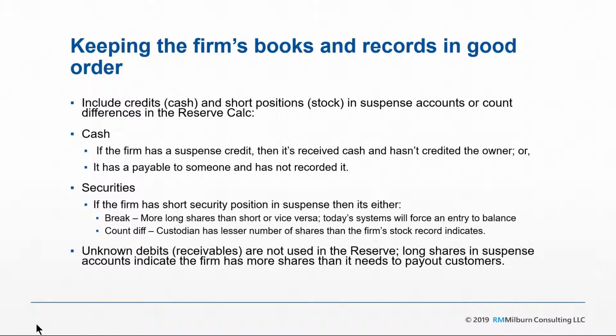For securities, if the firm has a short security position in suspense, it's either because there was a break, which meant that there were more long shares than short, or vice versa. That's usually occurred with paper systems. Today's systems will force an entry to balance into the stock record. Or there's account difference, meaning that the custodian has lesser number of shares than what the firm stock record indicates.